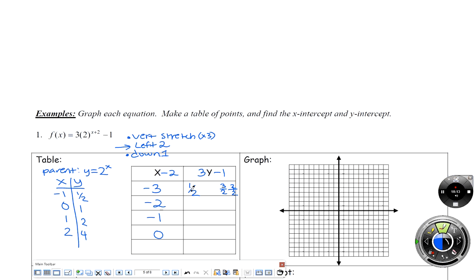Then I'm going to use 1. 3 times 1 would be 3, minus 1 would be 2. I'm going to use 2. 3 times 2 would be 6, minus 1 is 5. And then I'm going to use 4. 3 times 4 is 12, minus 1 is 11.